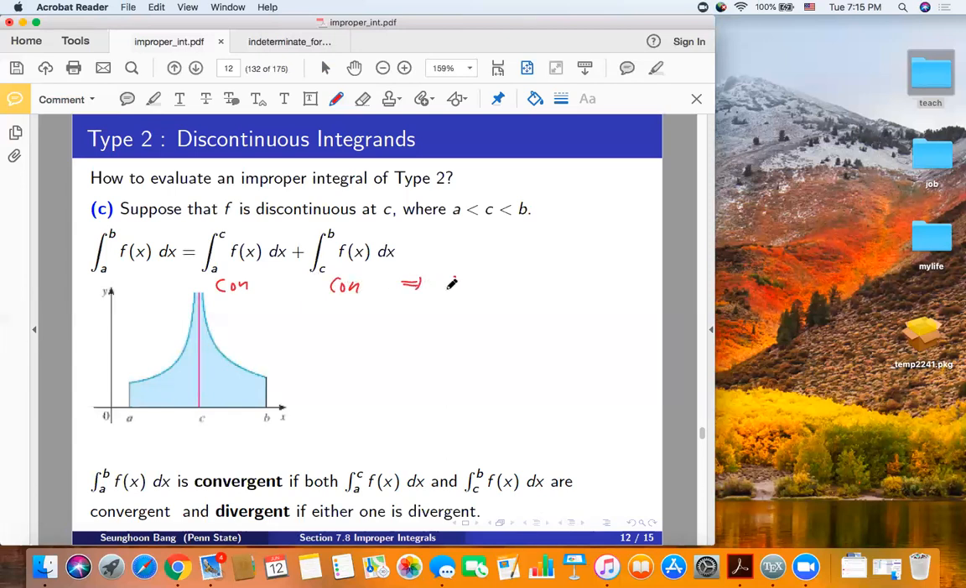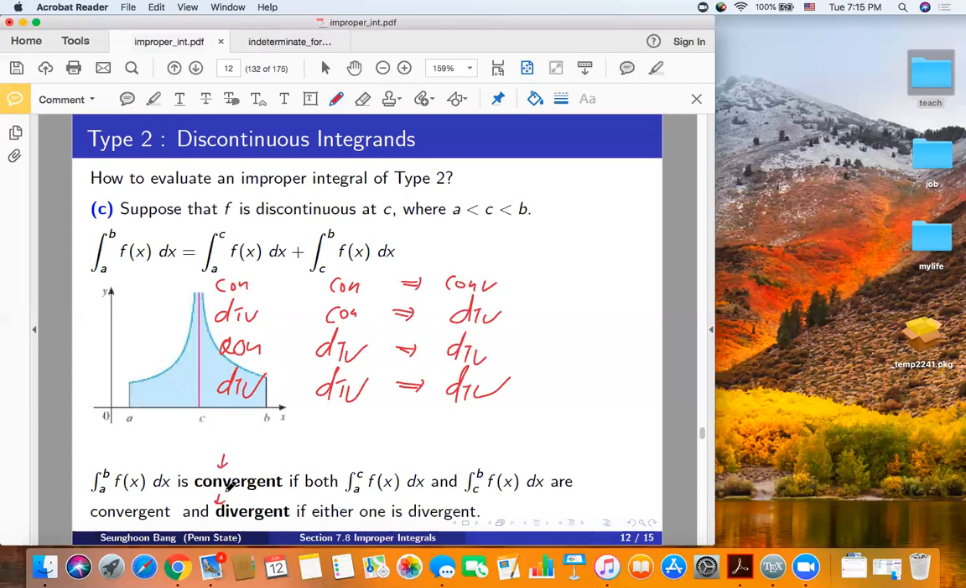So the improper integral is convergent. If this is divergent and this is convergent, the answer is divergent. If this is convergent and this is divergent, the answer is divergent. If both of them are divergent, the answer is divergent. This is the exact meaning of convergence and divergence in this case.